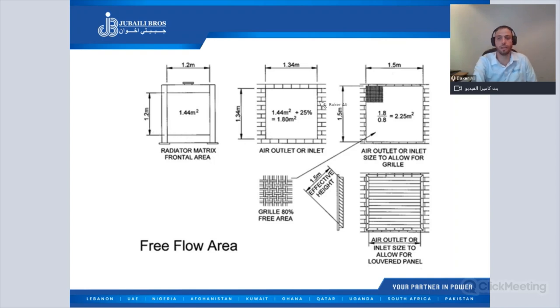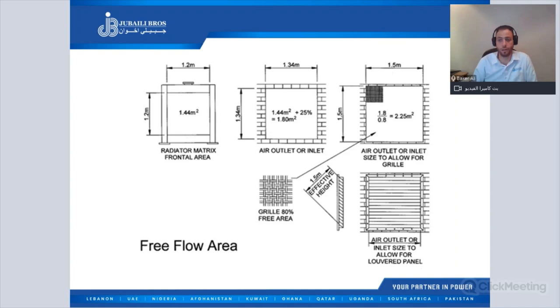How to calculate the inlet and outlet opening sizes? We have to add 25% to the frontal area. So 1.44 square meter plus 25% equals 1.8 square meter. So this is the free area for inlet and outlet. But remember, this is without any consideration of louver, mesh, grill, or any sound attenuators. So this is the free area without any consideration of these louvers or attenuators.